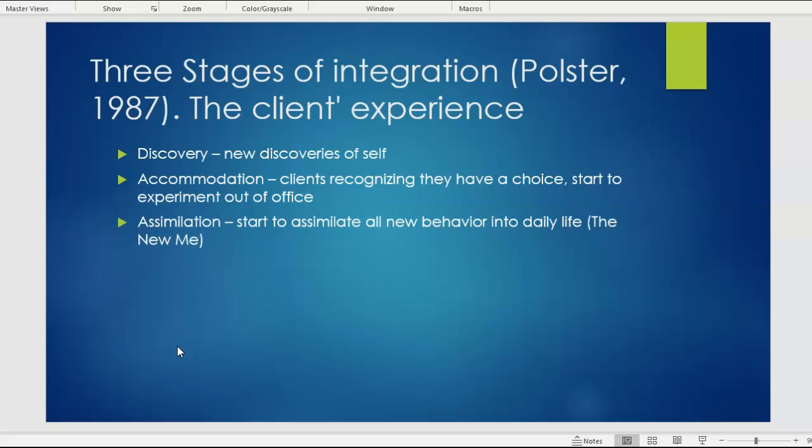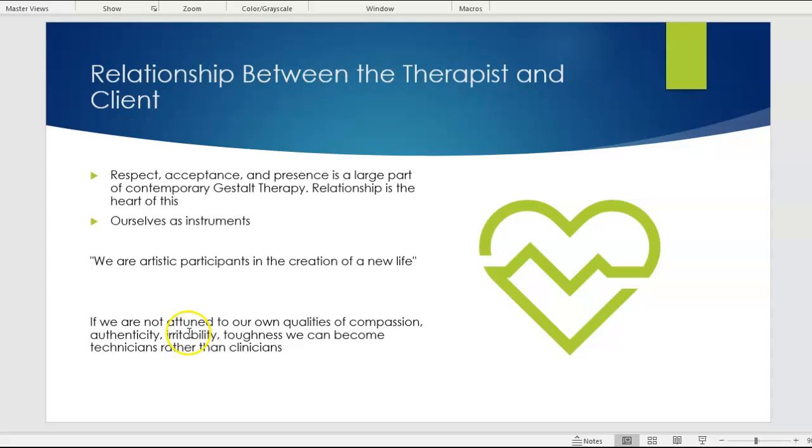And there are three stages of integration for the client experience. The integration is the client experience, like three stages of treatment, basically. I know that the wording in this can be a little bit much sometimes. Discovery, they're discovering self. Accommodation, they're recognizing they have a choice and they're starting to experiment out of the office, which is always good. And then they start to assimilate the new behavior, the new me. Kind of, if you think about the stages of change, this is very similar, right? But much earlier in that work, in Prochaska's stages of change model.